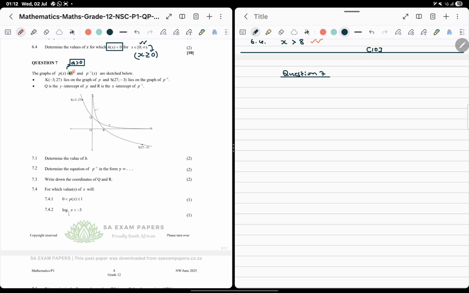The graph of p is this one. Now this is a bad sketch because it makes an intersection with the x-axis.